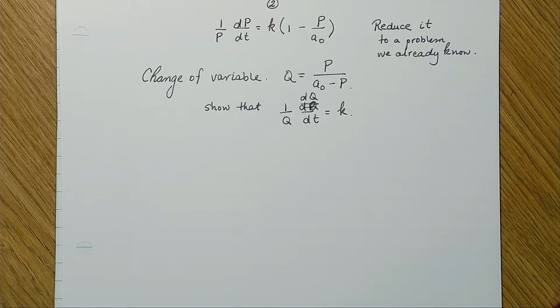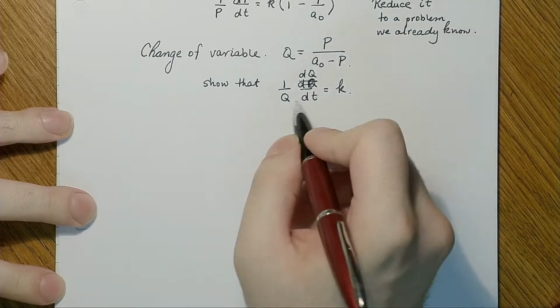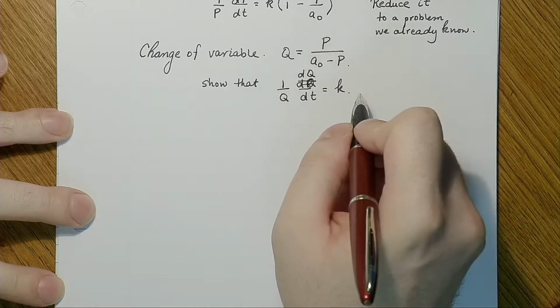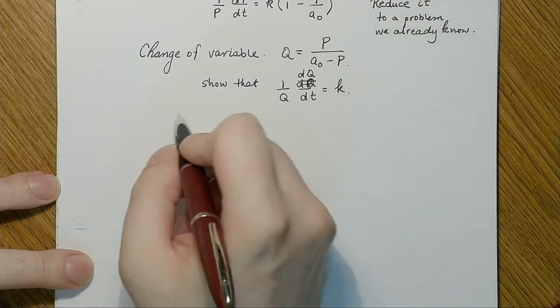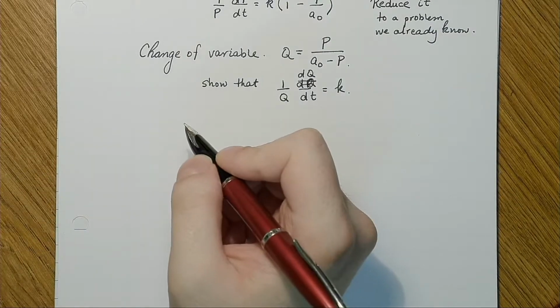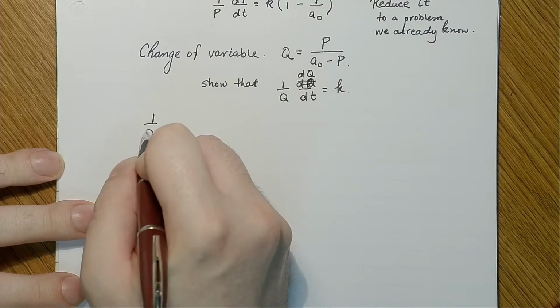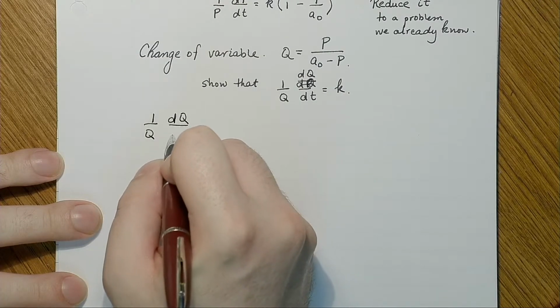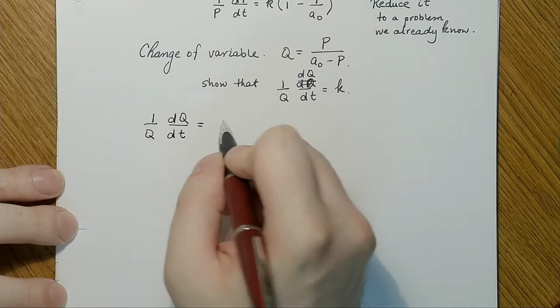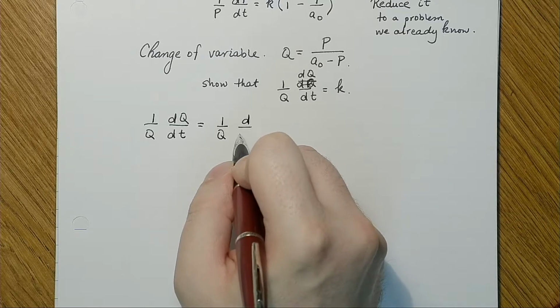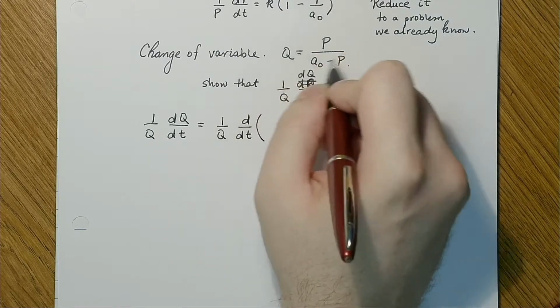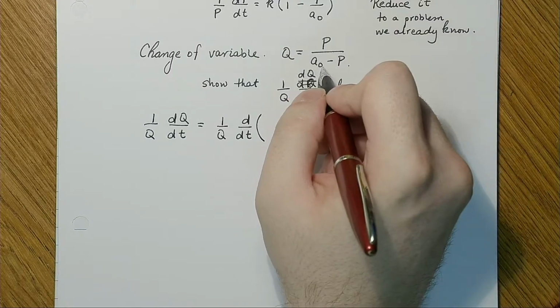And so I'm going to show that, which means that I'm going to prove it, which means I'm going to start out on the left-hand side and work my way to the right. So I'm going to show that 1 over Q dQ by dt is equal to K. So take a deep breath, and we'll start with the left-hand side. Okay. So what this says is that I have 1 over Q, and I'm going to take the derivative of Q. And I know what Q is. I'm setting it to P over A naught minus P.